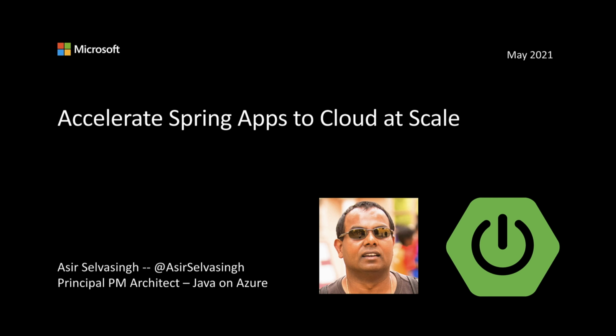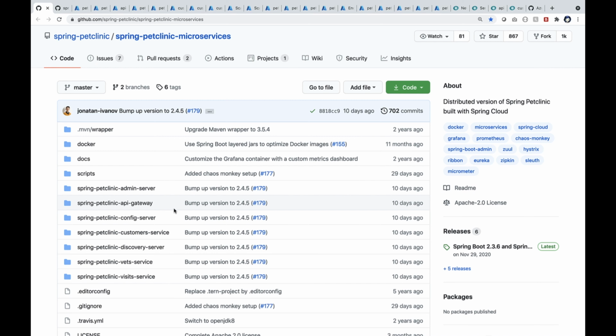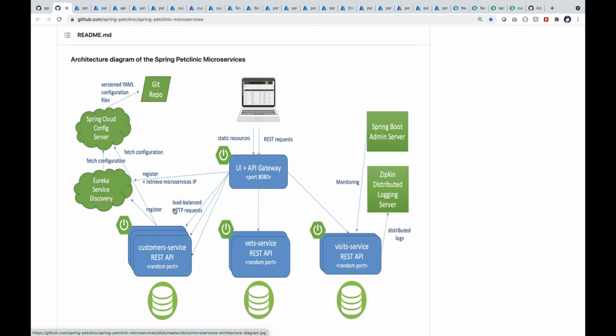Are you ready? Let's take Spring Boot applications to cloud at scale. I have an app composed of Java microservices and I want to run them on Azure. This is a popular repo, the distributed version of Spring Boot Pet Clinic. You can see an API gateway as the entry point. The operator comes in and there are 3 microservices and 1 Spring Boot admin server.